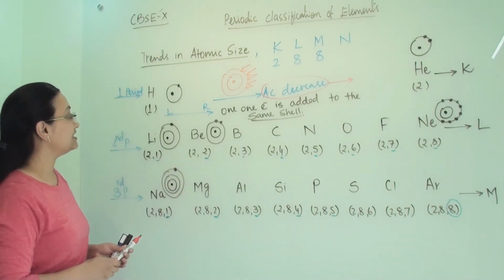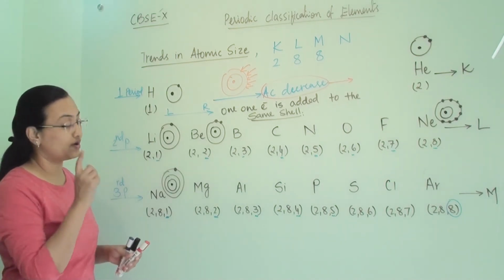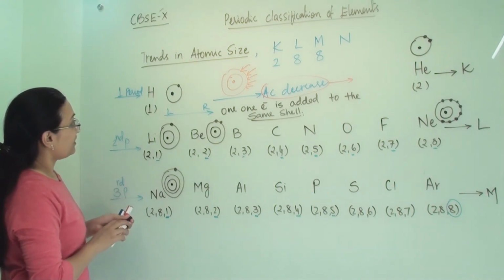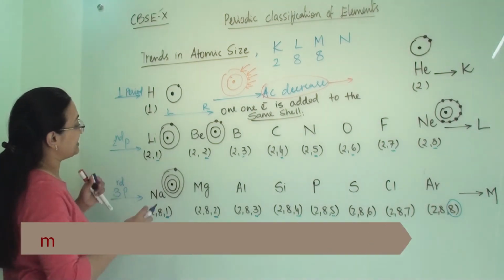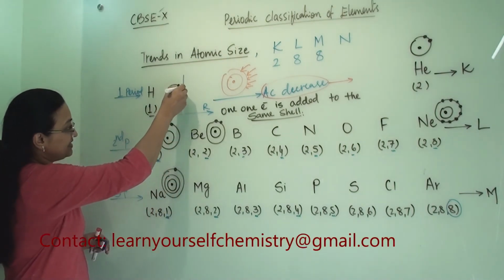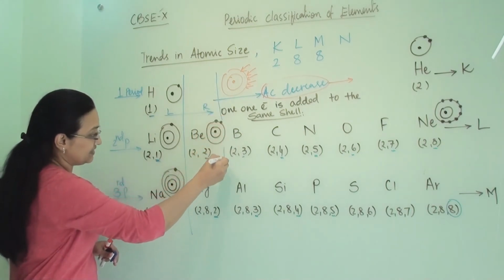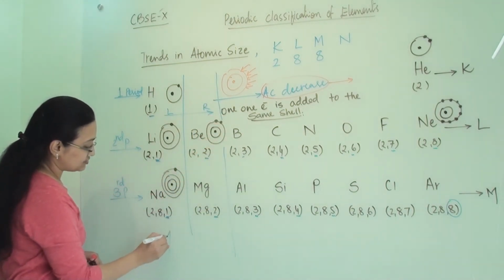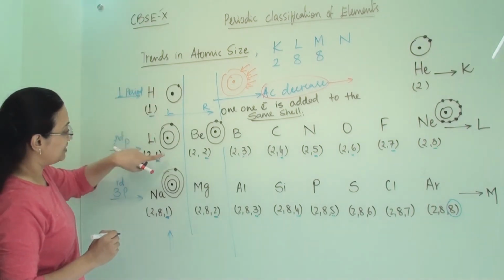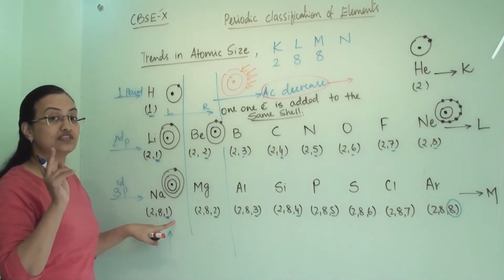Now let us study the pattern of atomic size while we are going from top to bottom or across the period. Now you can see here that one electron is there in the valence shell in one particular group. Let us take this one group first, and this is our second group. So here one electron is there in valence shell, one electron is there in valence shell, and here also one electron is there in valence shell.